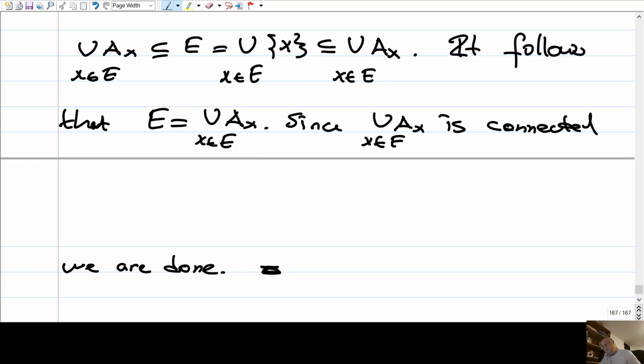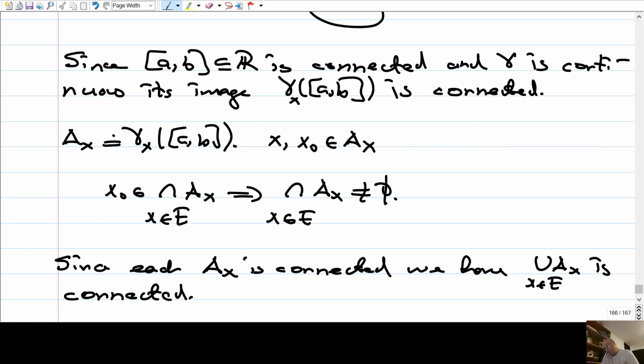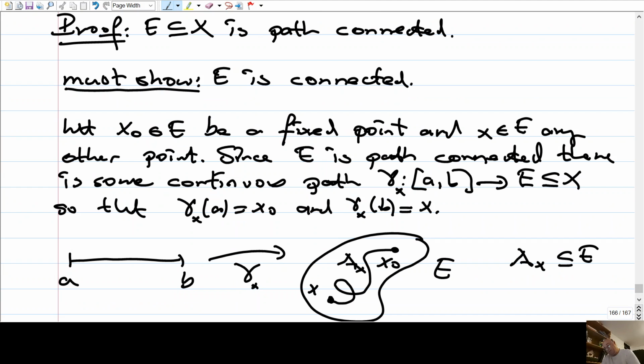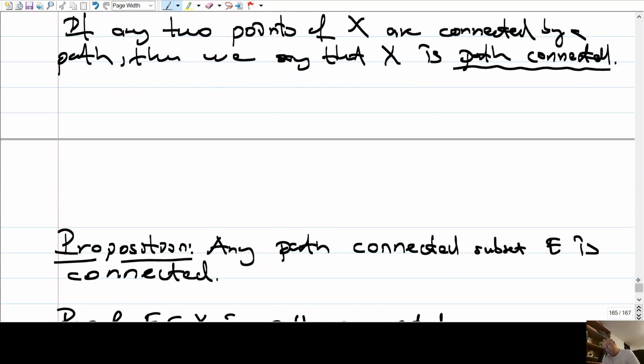Okay. Any questions so far? This proof is a little bit different from the one in the book, but it doesn't matter. I mean, you have two proofs.